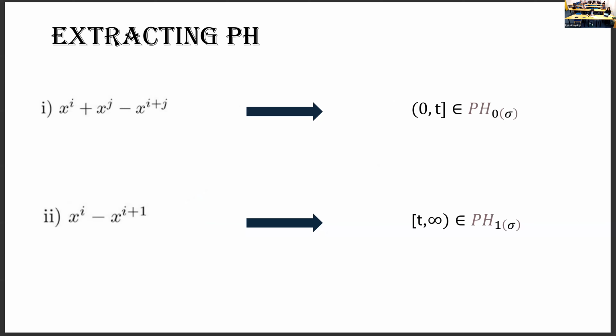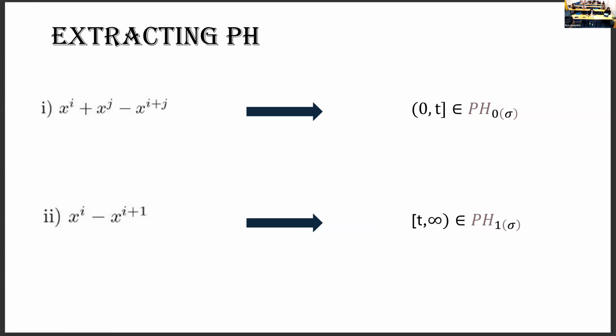So if we subtract two adjacent polynomials and we get the first instance, it means two connected components are joined, which means a zero-dimensional hole dies. And if a zero-dimensional hole dies, we plot the point 0, t in the zero-dimensional persistence diagram associated with our maximal chain sigma.